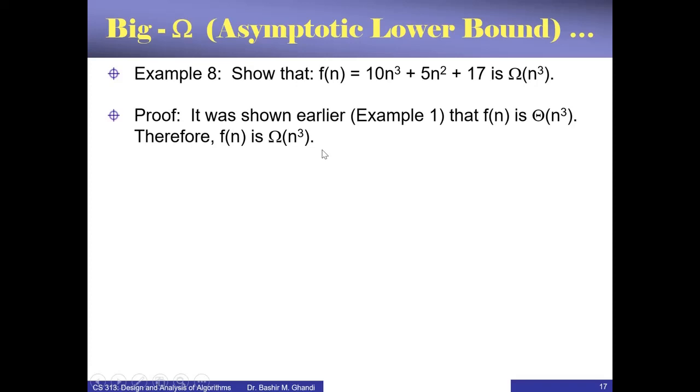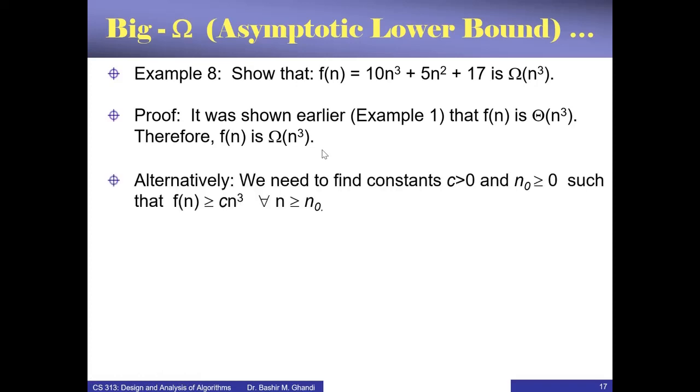But if we don't have example 1, how do we prove this? Well, we prove it in a similar manner. This time even much easier because we are only concerned with the left inequality. So we need to prove it from the definition. And the definition says we must find a constant c greater than 0 and n naught greater or equal to 0 such that this inequality is true.